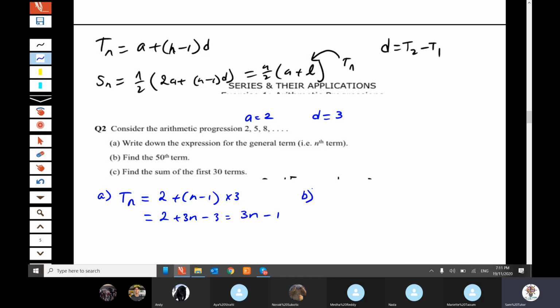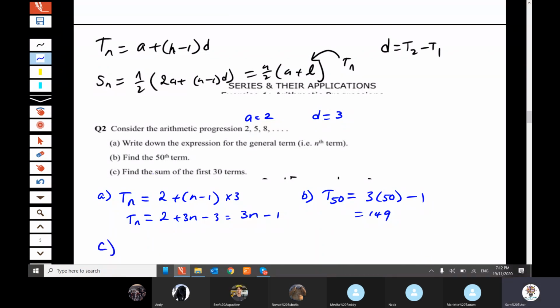So B says, find the 50th term, T50. What are you going to do? You're just going to sub in. If you have a formula already for Tn equals 3n minus 1, that means if it's T50, it's 3 times 50 take away 1. 149.